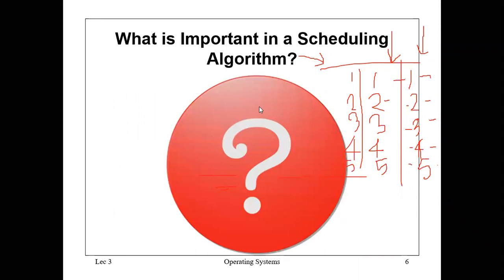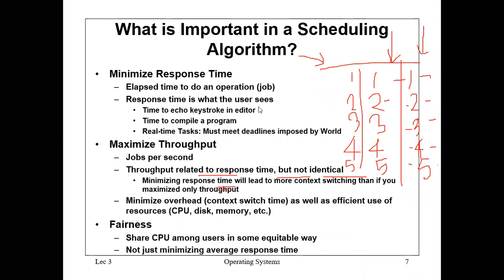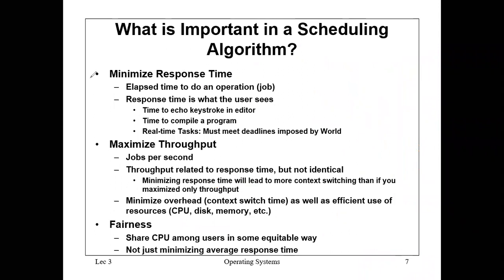So what is important in a scheduling algorithm? Without going through the details, let's first go here. There are 3 things. First of all, minimize response time. Second, maximize throughput, and third is fairness. This I have already talked about. We will share the CPU among users in some equitable way so that everyone gets what they need.